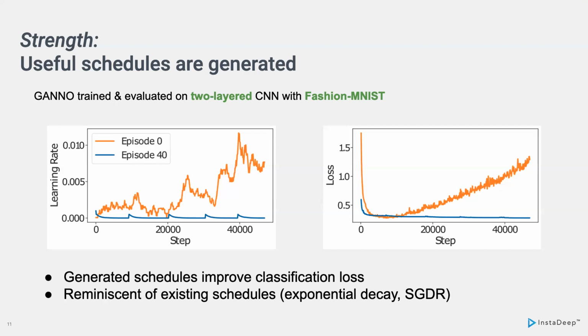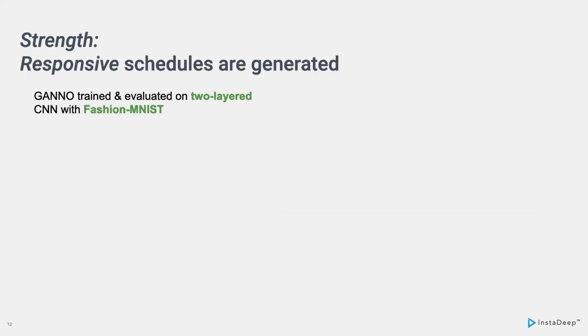And also it's reminiscent of some of the existing schedules. So if you look into the literature, exponential decay is a well-known supervised learning schedule, as well as SGDR. SGDR has this cyclical thing where it kind of sends up the learning rate and decays it and sends it up and so on. So that is a very interesting finding, right?